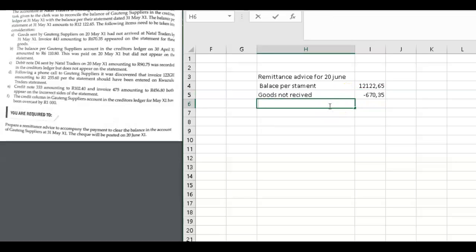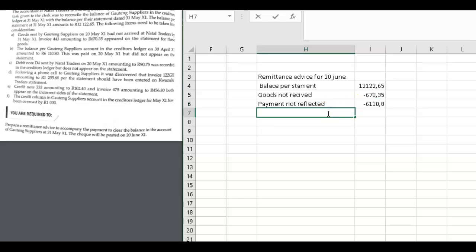The next one, the balance per Gauteng Supplies account on the creditors ledger for 30th April amounts to 6,110.80. So that's the amount we owe them at the beginning of the year. This was paid on 20 May. So we paid that amount we owe. But then it never appeared on their statement. So this is the statement, correct the statement. So we'll say payment not reflected, right? It's a payment that we made, but it never got reflected on the statement. So payment not reflected. And then obviously we'll minus it, because a payment we need to minus. So put it in brackets, 6,110.80. Okay, so that's how we do it.